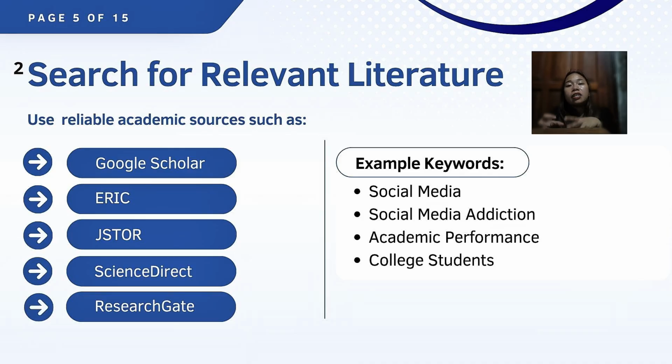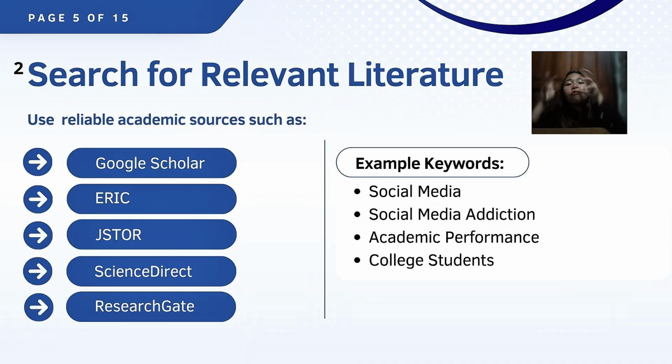Now, when searching, don't just type your entire research title. Instead, identify the keywords. Keywords are simply the main concepts or important terms in your study. For example, if your topic is effects of social media addiction on the academic performance of college students, your keywords could be social media addiction, academic performance, and college students.